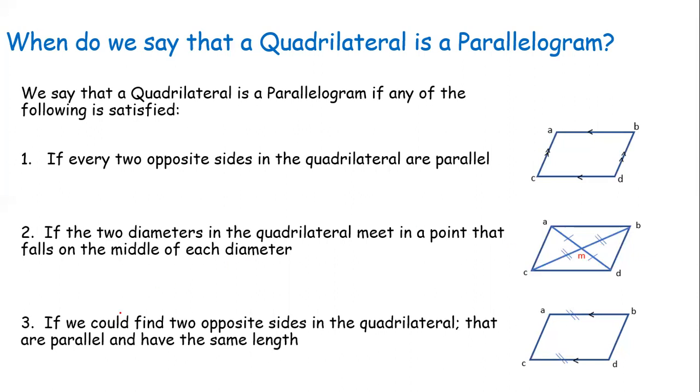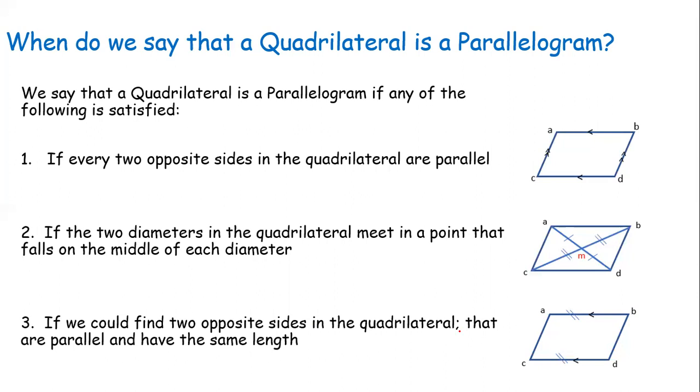And the third case by which we can say that some quadrilateral is a parallelogram, if we could find two opposite sides in the quadrilateral that are parallel and have the same length. In our case, for example, if given a certain quadrilateral in which AB is parallel to CD and the length of AB is equal to the length of CD, then we can conclude that this quadrilateral is a parallelogram.